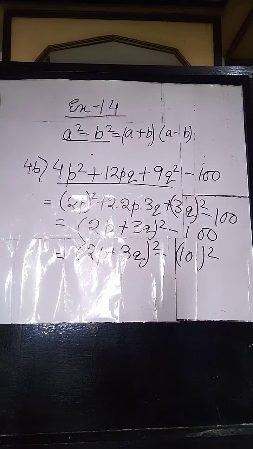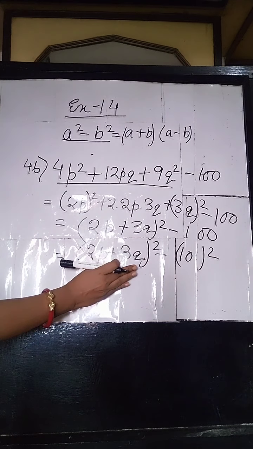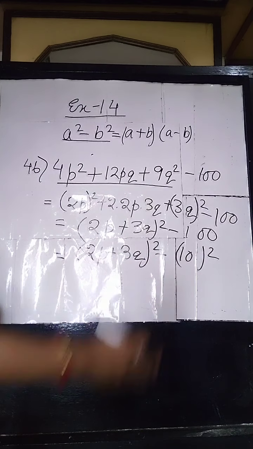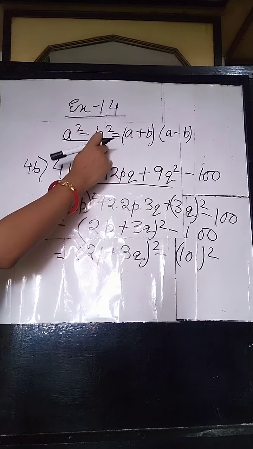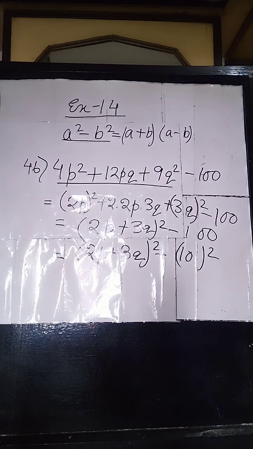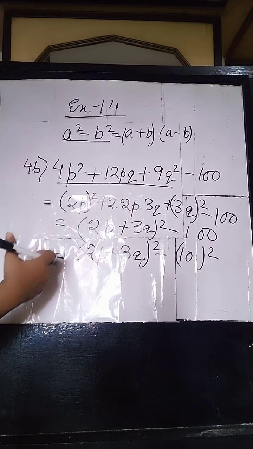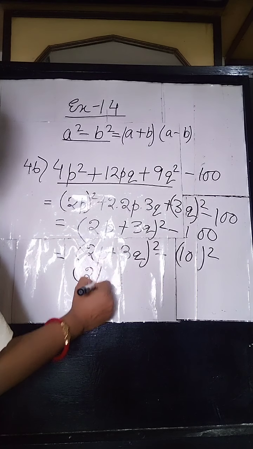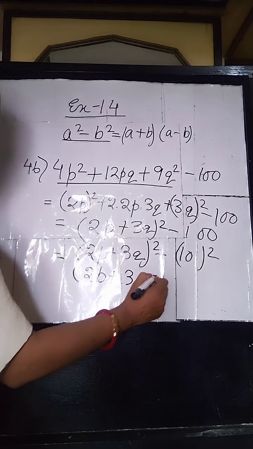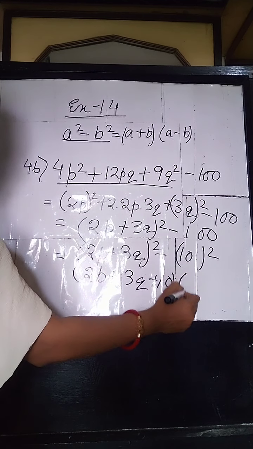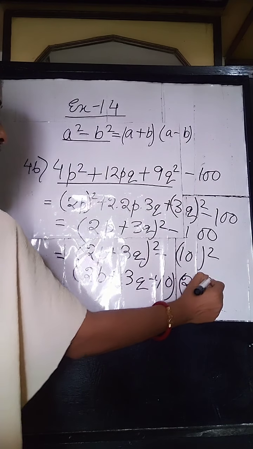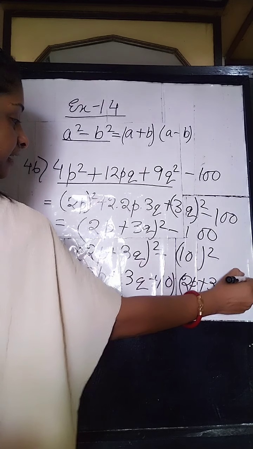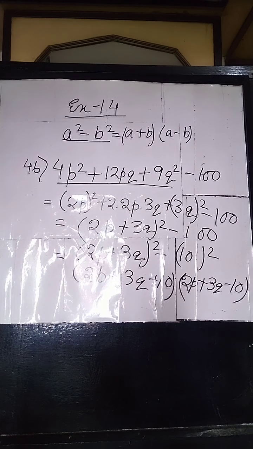Somehow you have to keep in mind that you have to bring this sum in the form of the square of the first term minus the square of the second term. Only then can we apply the formula a square minus b square, which means a plus b into a minus b, that is first term plus second term. Here in this sum it is 2p plus 3q plus 10, and first term minus second term, that is 2p plus 3q minus 10. This is how we will solve the sum.